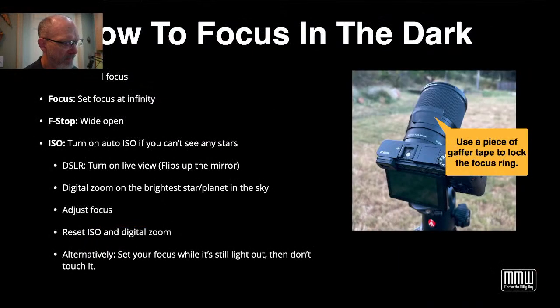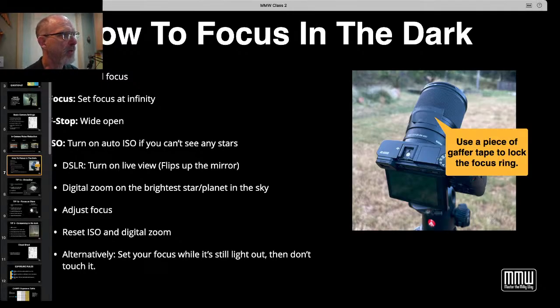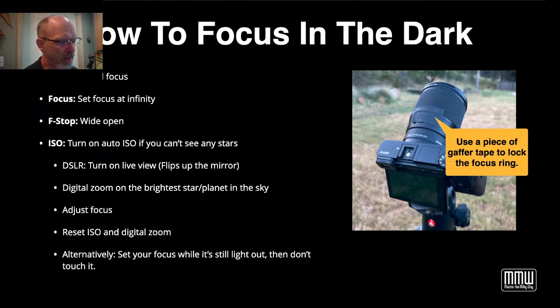Okay, all right, so back to the presentation here. All right, so how to focus in the dark. When we're in the dark, basically you need to put your lens into manual focus, or I actually have a manual focus lens. That's fine for astrophotography.